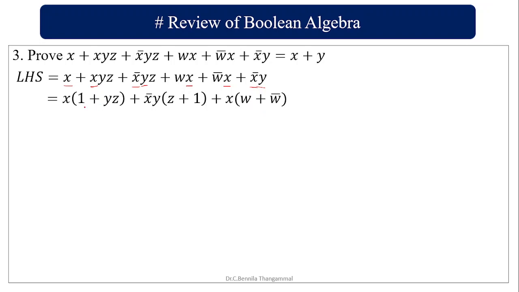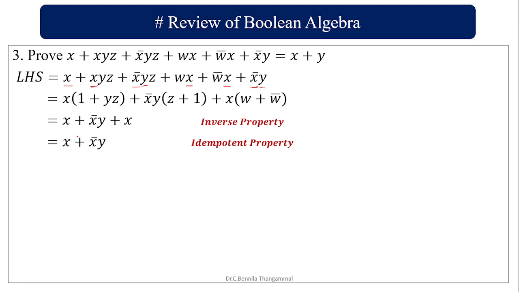So you know the theorem: 1 plus anything, if you add anything to the identity element, the value is going to be 1. And by the inverse property, w plus w bar is going to be 1 again. So I can write this as x plus x bar y plus x. Now x plus x is the idempotent property. So it becomes x plus x bar y.